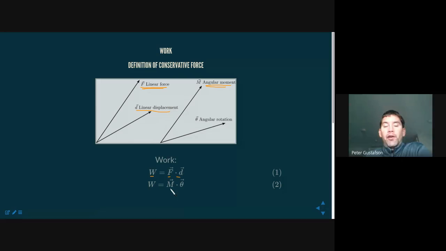Force and displacement are both vectors, and their dot product then becomes a scalar magnitude that we've called work. Now, of course, recognizing that angular moment and angular rotation are very much analogous to the idea of a linear force and linear translation, we can just go ahead and state without much derivation that another measure of work is moment dotted with angular rotation. And so when we express it this way, we recognize that moments and angles are vector quantities.